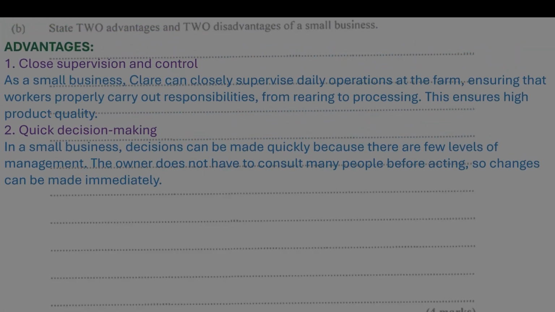So advantages, first of all, close supervision and control. As a small business, Claire can closely supervise the daily operations at the farm, ensuring that the workers properly carry out responsibilities from rearing the chickens to processing them. This ensures high product quality, right? So by being a small business, Claire can closely monitor things and make sure that everything is done in the proper way. Secondly, quick decision making.